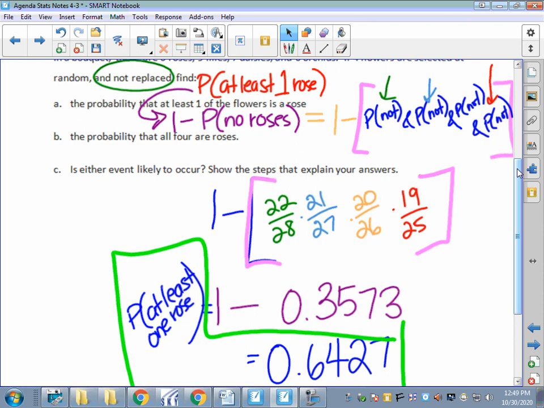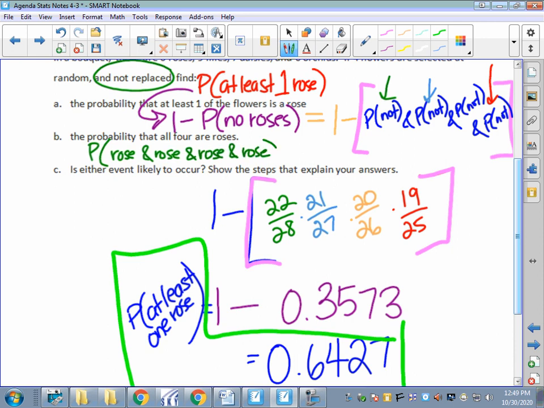So, all right. Notice letter B, it says the probability that all four are roses. So we do the probability of a rose and a rose and a rose and a rose. Question 3 asks us, which one is more likely to occur? So we could compare those probabilities at the end. You might have a guess which one's more likely to occur, but that is the end of 4.3. Look for replacement or not replacement, and "and" tells you to multiply. Those are the two biggies, and then you just have to run through and figure out favorable over possible.